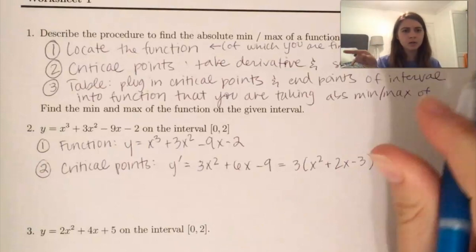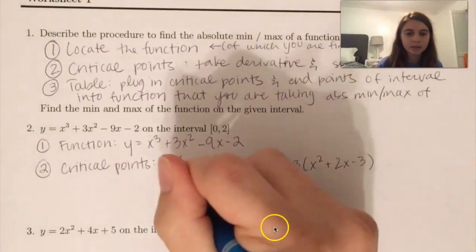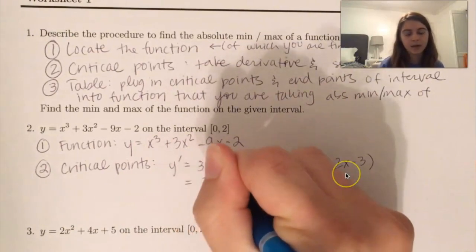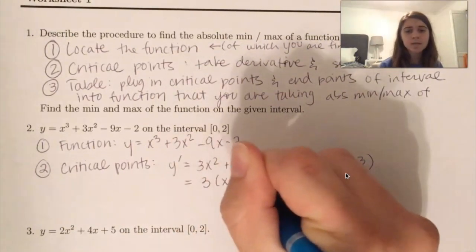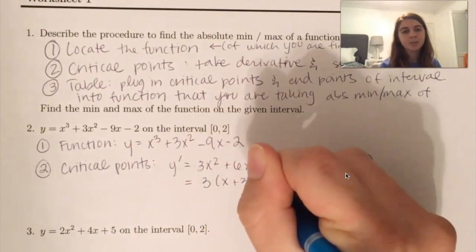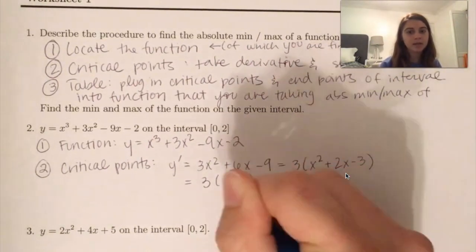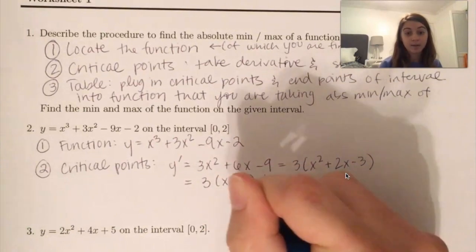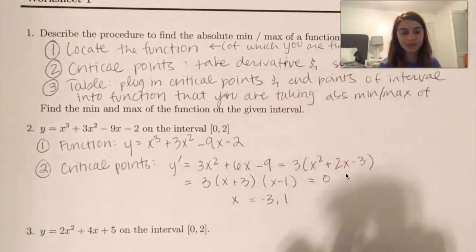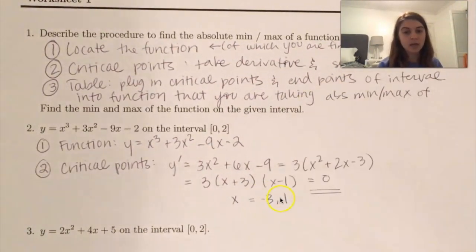Sometimes I'll write a new line and write 0 equals, after I've gotten it in factored position, then I'll set that equal, just to get all the middle steps out of the way. It's easier for me to see. But yeah, so we're gonna factor this, simplify it, and then factor as much as possible. Because we want critical points, we want those x values that we can then plug in to find the minimum and maximum. So for this one, our x values are -3 and 1.